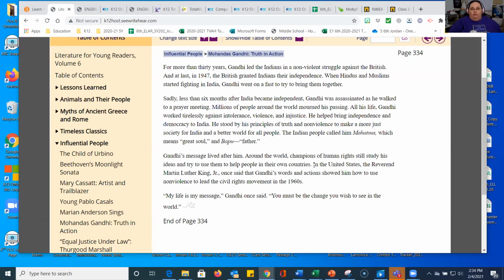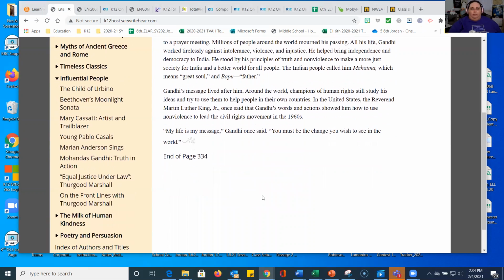Around the world, champions of human rights still study his ideas and try to use them to help people in their own countries. In the United States, the Reverend Martin Luther King Jr. once said that Gandhi's words and actions showed him how to use nonviolence to lead the civil rights movement in the 1960s. "My life is my message," Gandhi once said. "You must be the change you wish to see in the world."